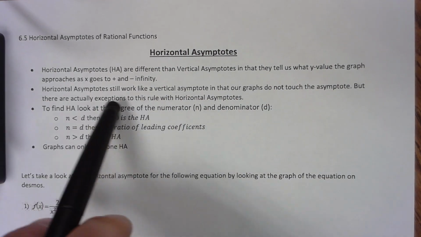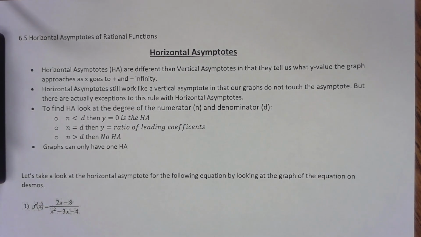And that's what the next line says. Horizontal asymptotes still work like vertical asymptotes, and our graphs do not touch the asymptote. However, there are actually exceptions to that rule with horizontal asymptotes. It doesn't show up all that often, but every now and again you might see our graph actually pass through the horizontal asymptote, but then it's still going to eventually get really close to it. So if you end up crossing a horizontal asymptote when you're graphing these functions, that's okay. That can happen. But in general, it's just what our graphs are approaching.